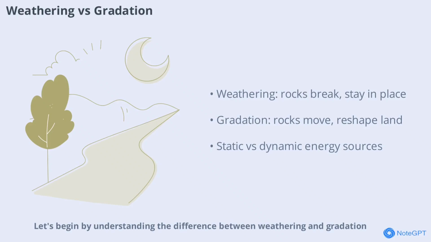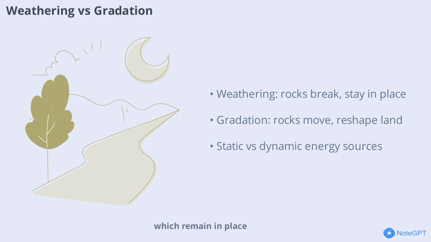Begin by understanding the difference between weathering and gradation, two fundamental processes shaping the Earth's surface. Weathering refers to the breaking and fragmentation of rocks, which remain in place. This process is driven by static sources of energy such as heat, pressure, humidity, and rainfall. It involves mechanical, chemical, and biological actions, and is considered a static process because the fragmented materials do not move from their original location. Weathering is a key factor in soil formation.